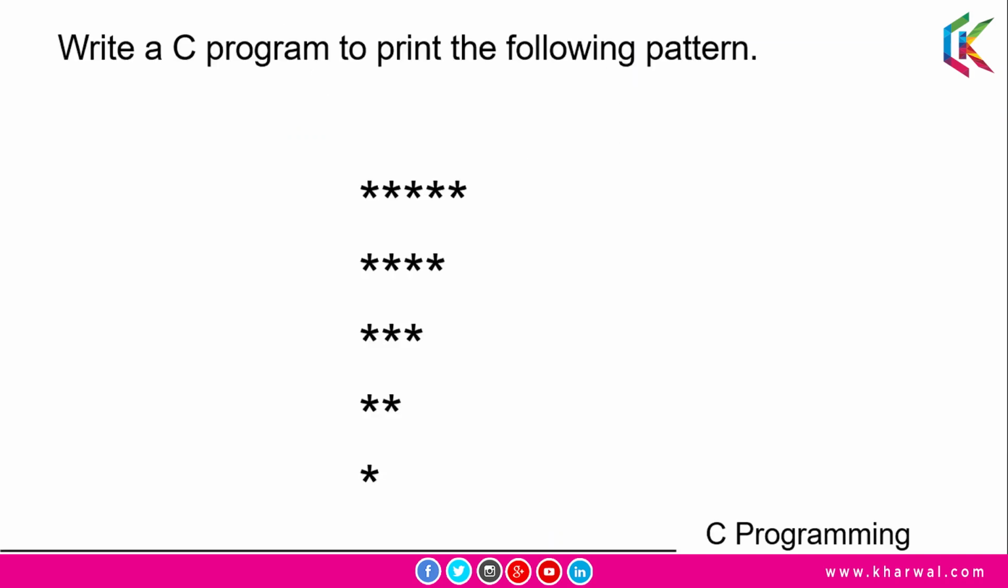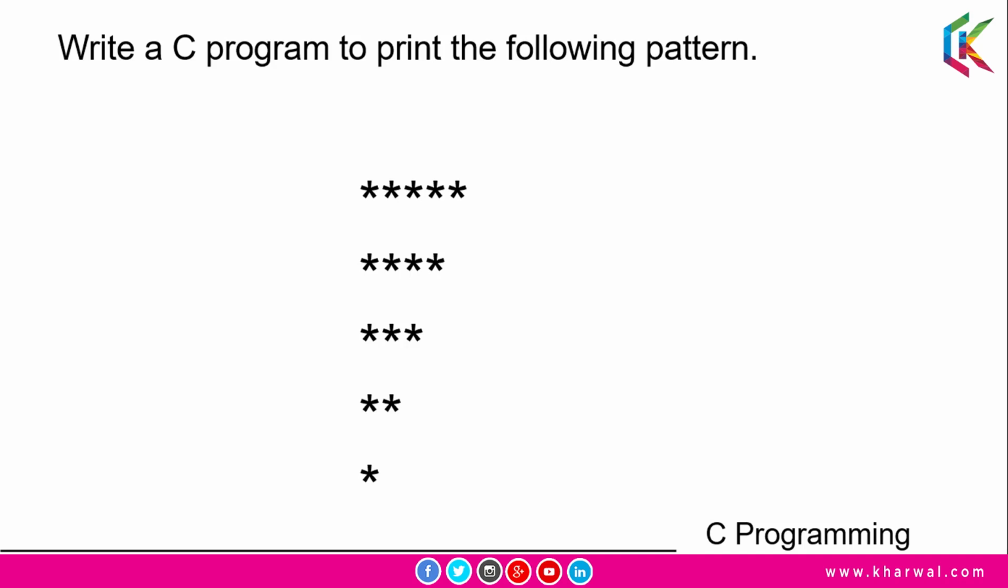Guys, we are going to write a C program to print the following pattern. And guys, in this pattern there are 5 stars in the first row and 4 stars in the second row, and there are only 3 stars in the third row, and so on. Actually guys, it is a reverse pattern of the previous pattern that we have done in the previous video.